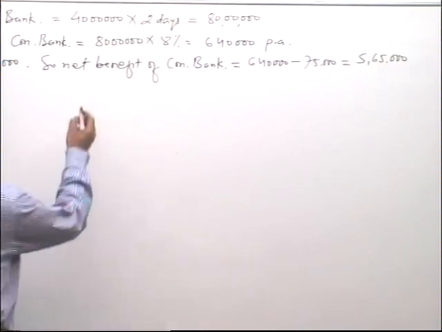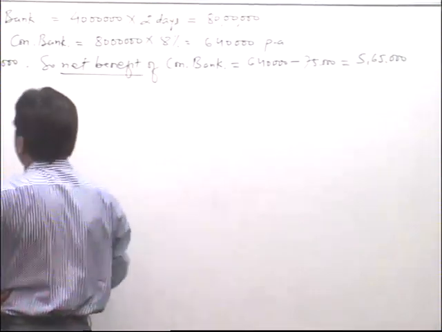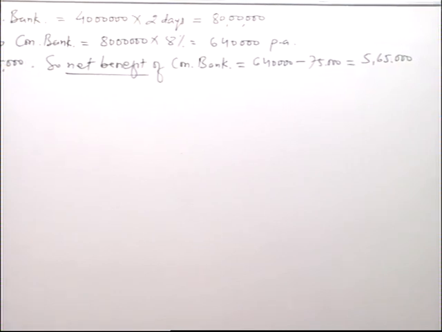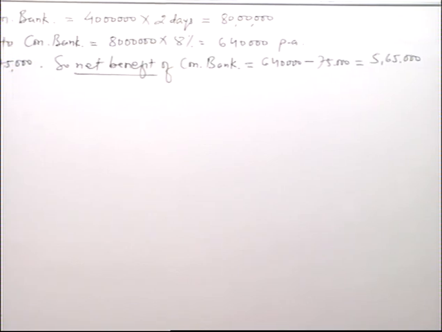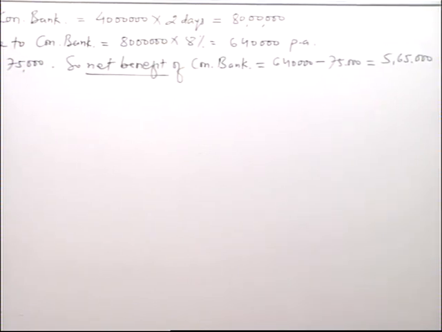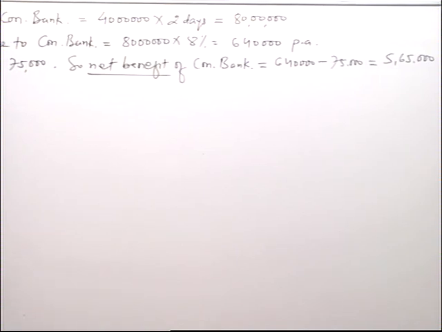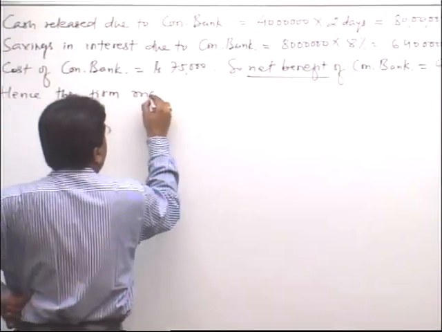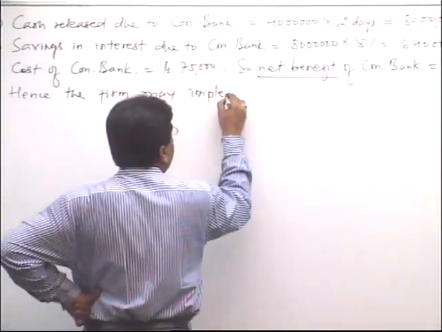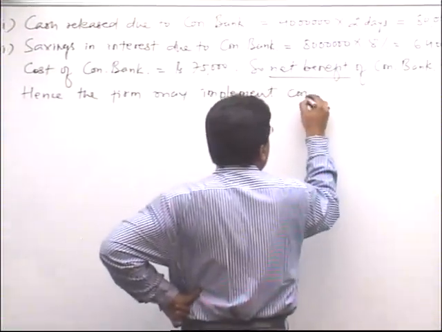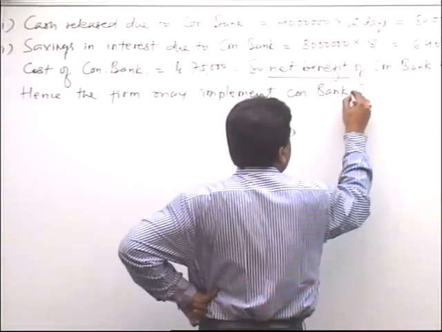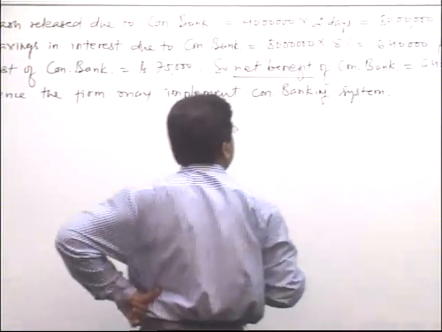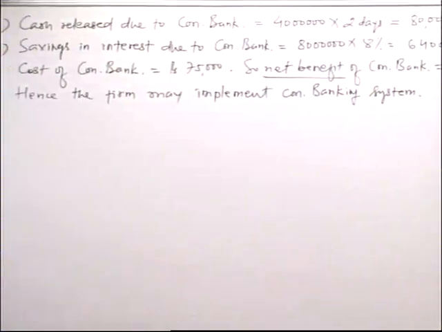Now as there is net benefit, the system should be implemented or may be implemented. So our decision of point number 2 is the firm can implement concentration banking. Hence, the firm may implement the concentration banking system because it gives a net benefit of 5,65,000.